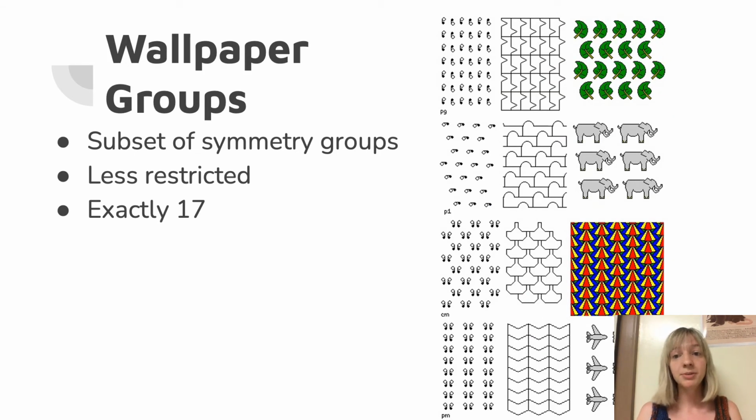The wallpaper groups are also a subset of symmetry groups, but they are less restricted than the freeze groups. The wallpaper groups can be extended in any direction rather than simply horizontal, and the one restriction on them is the crystallographic restriction, which limits the angle an object can be rotated by. Due to this restriction, there are exactly 17 wallpaper groups, with examples of a few on the right.